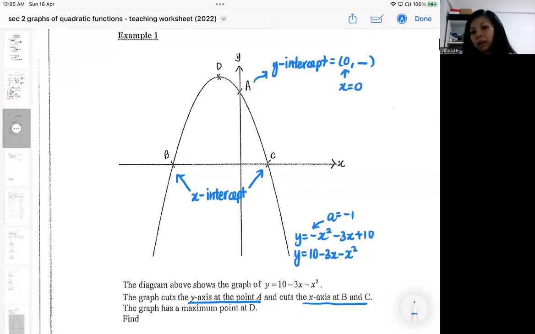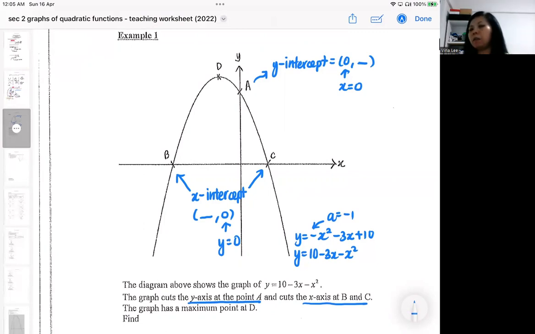So the feature of x-intercept, the property of x-intercept will be, it will be something 0. So y will be equal to 0. So that's the property of x-intercept. So in fact, when Sec 3 students learn this topic in E-Math or A-Math, they will keep using this term. So the property doesn't change.